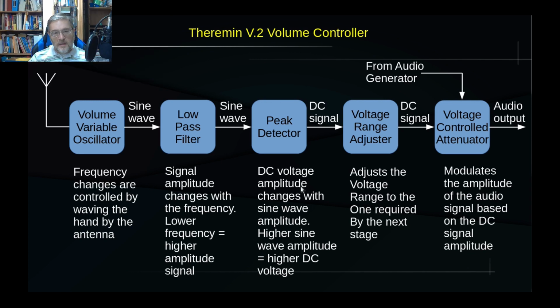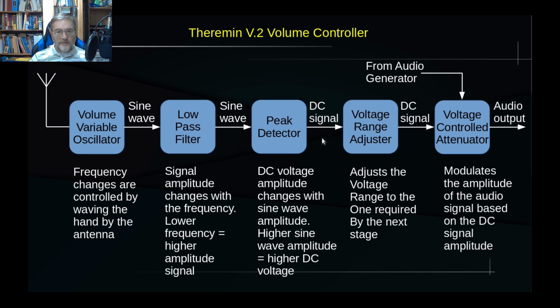So, summarizing, we have a variable oscillator that adjusts its frequency based on the distance of the player's left hand from the volume antenna. The sine wave coming out of the oscillator goes to the low-pass filter, which modifies the amplitude of the sine wave based on the frequency of the wave itself. The sine wave goes then to the Peak Detector, which outputs a DC signal which has an amplitude that is equal to the one of the sine wave coming out of the low-pass filter.